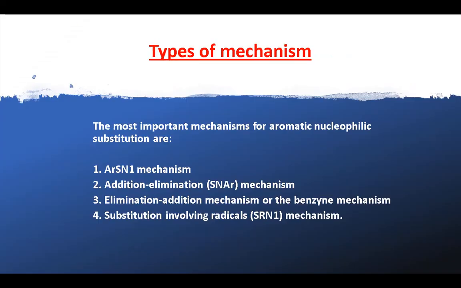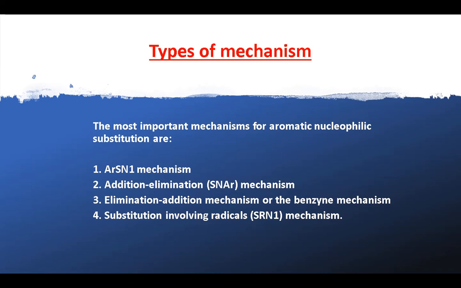Types of mechanism. When we talk about mechanisms which are successful at aromatic substrates, they are mainly of four kinds. Number 1, the reaction in which nitrogen of a diazonium salt is replaced by a nucleophile, that is the ArSN1 mechanism.